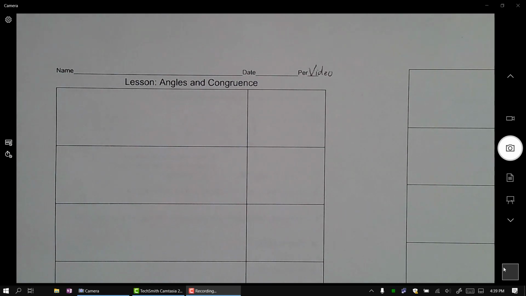So let's start off with defining a bunch of different things that deal with angles.